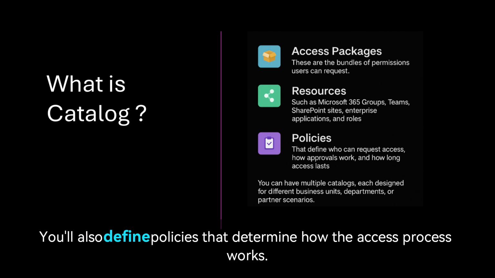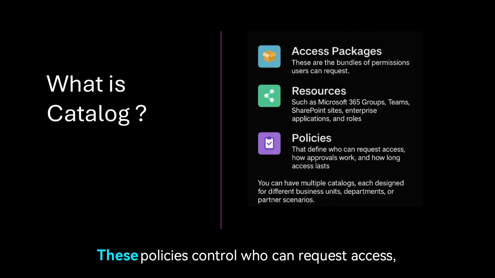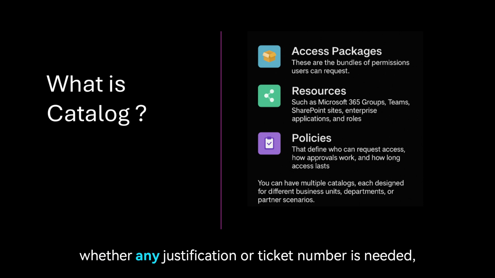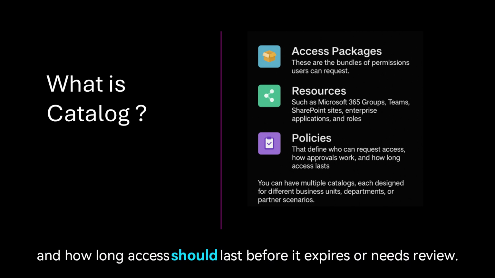You'll also define policies that determine how the access process works. These policies control who can request access, what kind of approval process should be followed, whether any justification or ticket number is needed, and how long access should last before it expires or needs review.